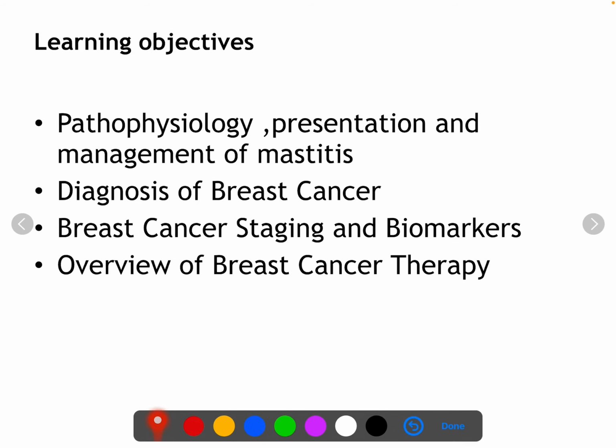Learning objectives of this lecture: the student will be able to discuss and understand, at the end of the lecture, the following objectives: the pathophysiology, presentation and management of mastitis, diagnosis of breast cancer, staging and biomarkers, and an overview of breast cancer therapy.